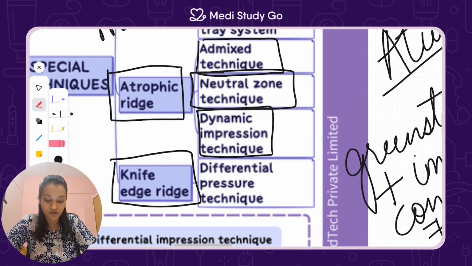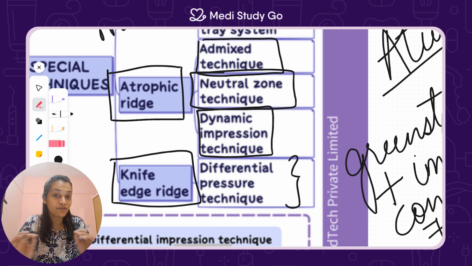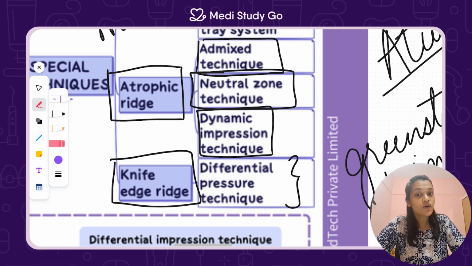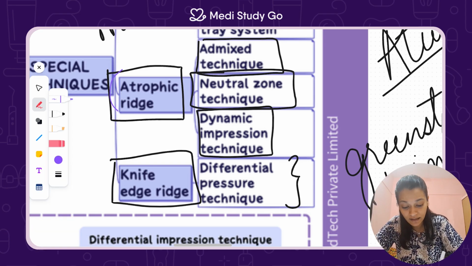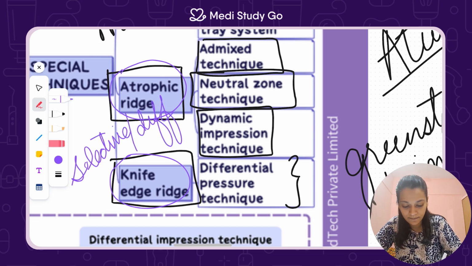And the knife edge ridge: this will require a differential pressure technique. The knife edge cannot be given pressure, so it needs to be relieved, but the buccal shelf area can be given pressure. So to summarize, if you have either an atrophic or a knife edge ridge, always go for selective or differential pressure theories.